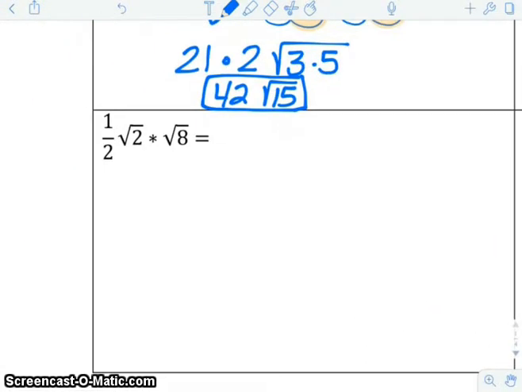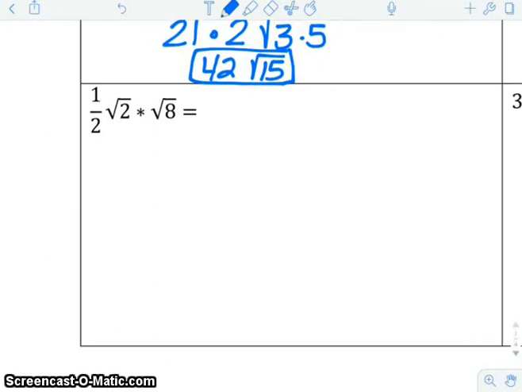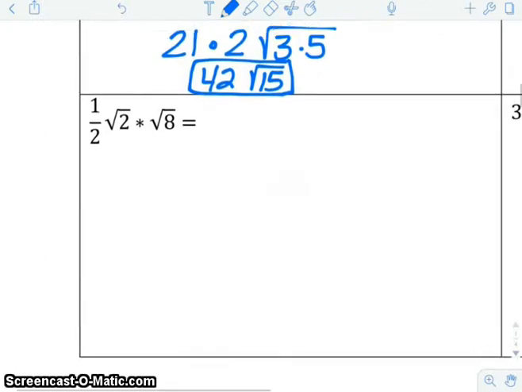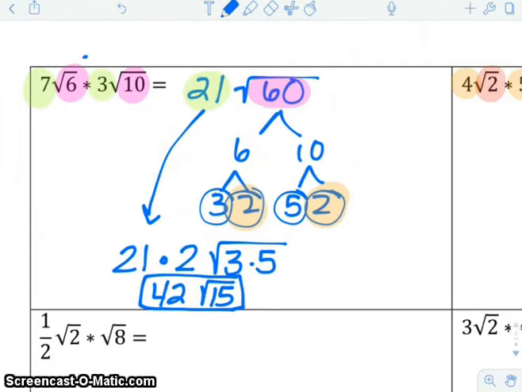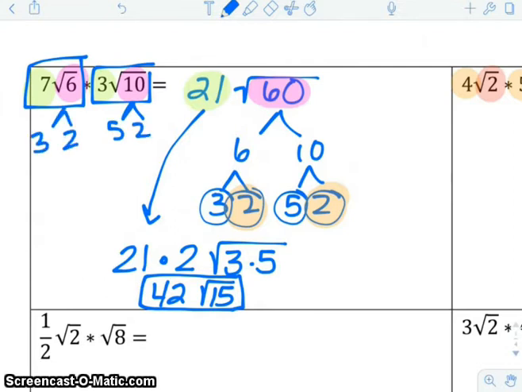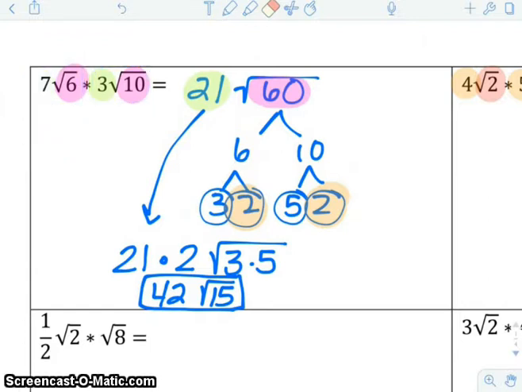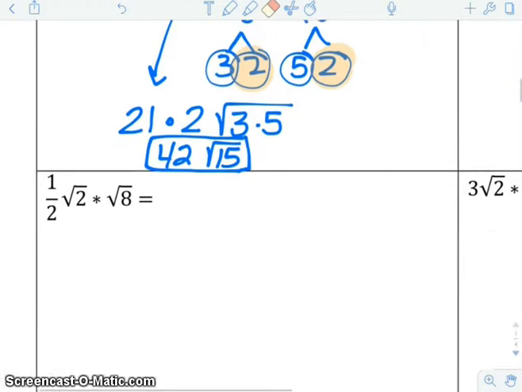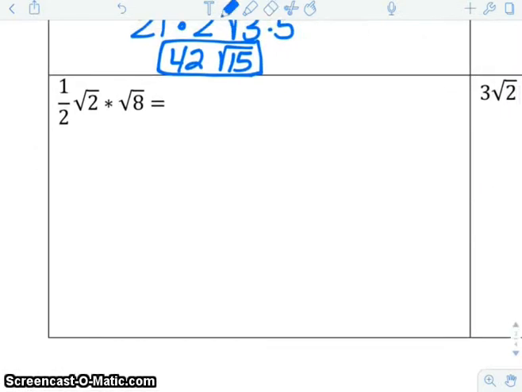If I look at the next example, 1/2 times radical 2 times radical 8. If you would like to simplify your radicals before you multiply, you'll get the same answer as if you multiply and then simplify. However, if you notice up here, this could not be simplified, and neither could this. 5 and 2, neither of those have buddies, and then 3 and 2, neither of those have buddies either. It was the multiplication that made it able to be simplified. So you do need to check whether or not it can be simplified after you multiply.